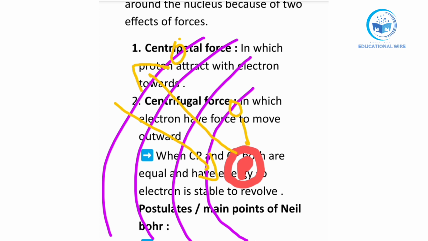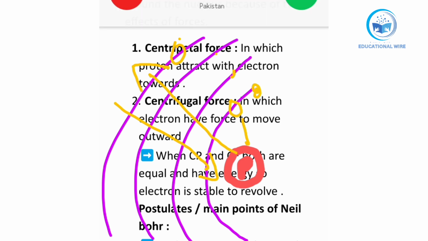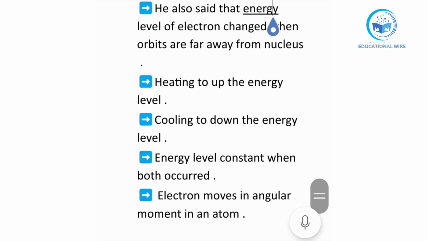But how can we increase energy if we have the low energy level over here? How can we increase energy to the next level? So the energy level can be increased by heating up. When we heat up, the energy level increases. The opposite of that, when we cool down, the energy level decreases. After that, one more point: the energy level is constant when heating and cooling are the same, so the energy level will be constant, not more or less.